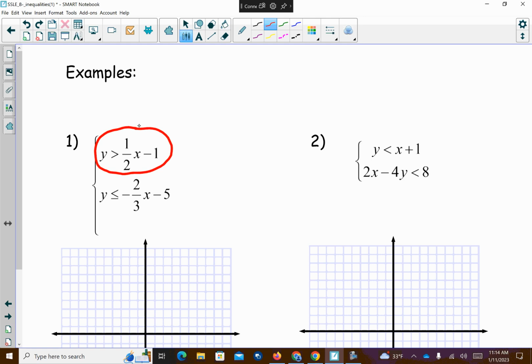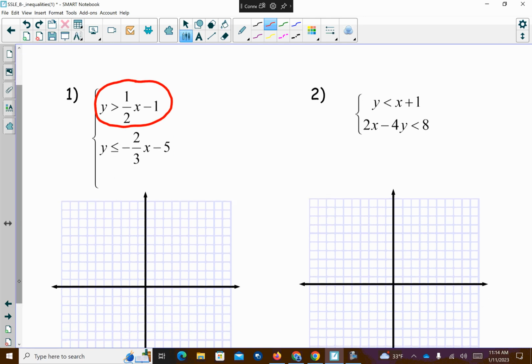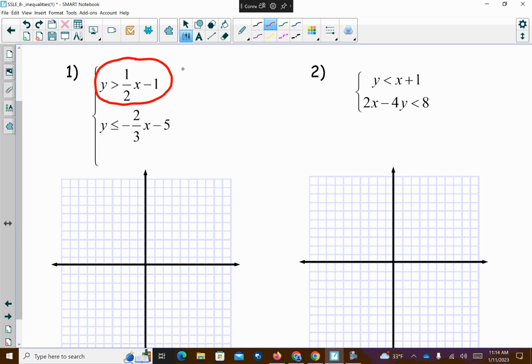Next page. You with me still? Or at bottom of the page? Okay. What is my y-intercept on this first problem? Yeah, so y-intercept 0, -1, which is here. Slope? So 1/2, so up 1/2. Solid or dotted? Dotted. There's no line underneath.